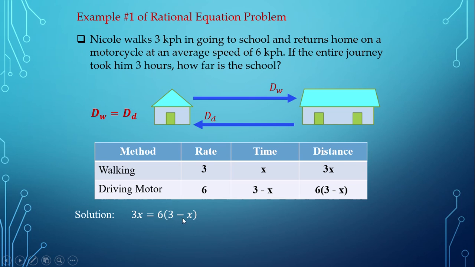So solution: copy 3x equals 6 times the binomial 3 minus x. 6 times 3 is 18, and 6 times negative x is negative 6x. Next, copy 3x. Then the negative 6x, I will transfer to the left side, so it becomes plus 6x. I will copy equals 18. Combine 3x and 6x, and that is 9x equals 18. To solve for x, 9x divided by 9, 18 divided by 9. So x is equal to 2.